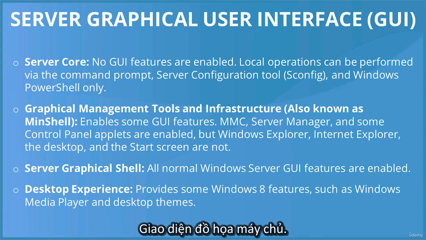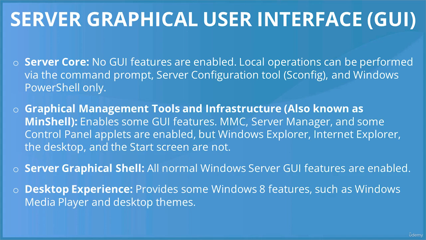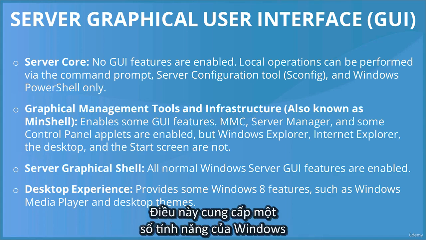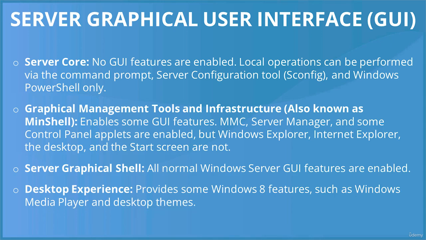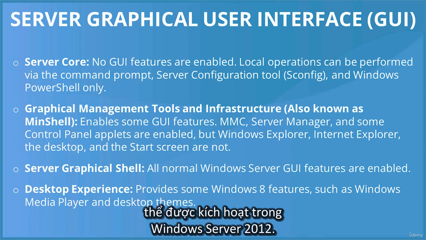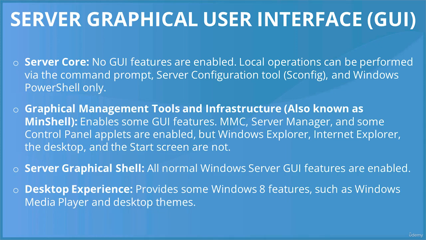The Server Graphical Shell. So all normal Windows Server GUI features are enabled. And we've got the desktop experience. This provides some Windows 8 features, such as Windows Media Player and desktop themes. Now, like we were saying earlier, the GUI can be enabled in Windows Server 2012 using Deployment Image Servicing and Management, or DISM, or Windows PowerShell.